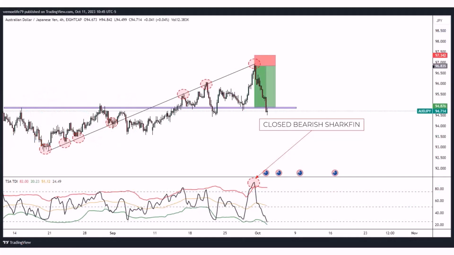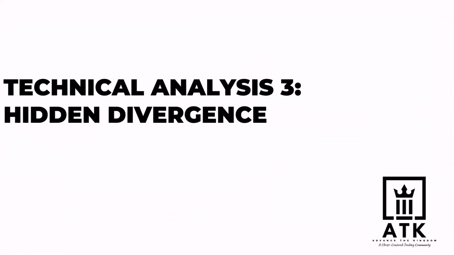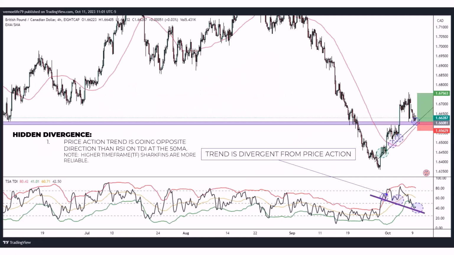Because sometimes there can be false shark fins where you may see a shark fin and the shark fin doesn't play out. But when it doesn't play out, it gives us a better entry. And that's called divergence. And so we trade shark fins with divergence. And I'm going to explain what that is. So specifically hidden divergence.